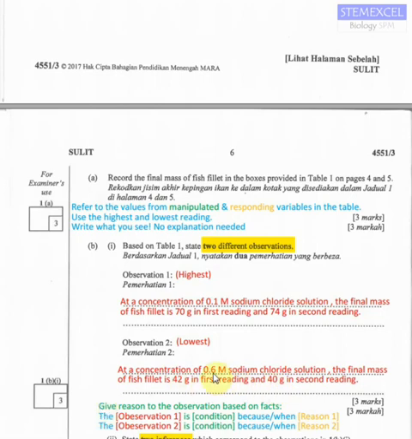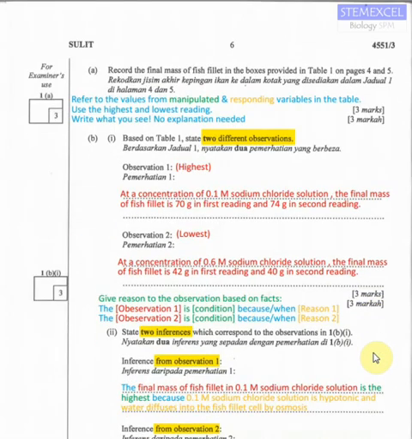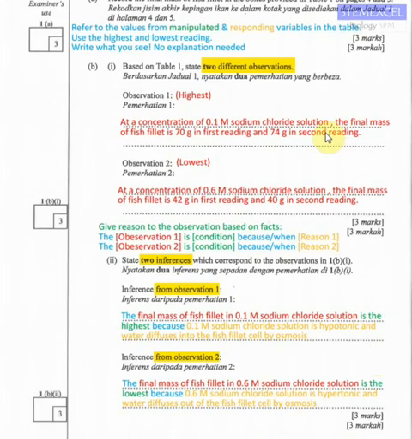So here again you have your manipulated variable, the sodium chloride concentration, and your responding variable, which is the final mass of the fish fillet, followed by the exact values that you see. Next, after you have given your observation, you will be required to give two inferences based on the observation. So the format that I will suggest is as follows.